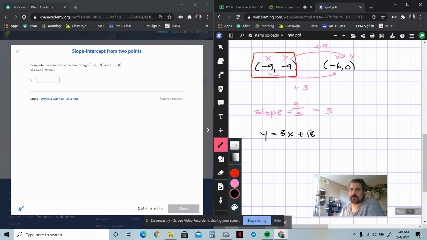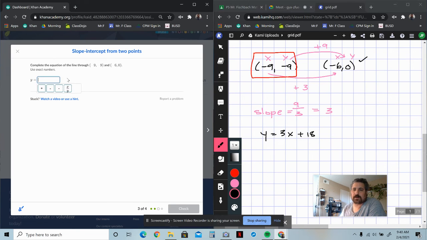So if that's the equation, let's test it over here at this point. What is 3 times negative 6? Negative 18. What is negative 18 plus 18? 0. It worked. So now I know that rule works: y equals 3x plus 18. You guys see how I did it without having to write everything out? That's just a quicker way to do it in your head. It works pretty well, right?